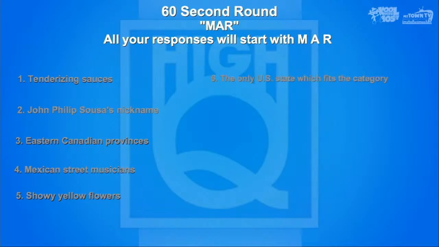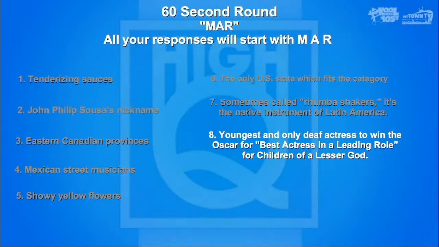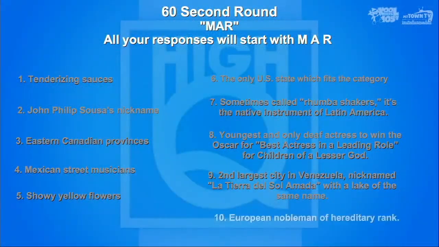Maryland. Uh-huh. Huntington, home to the thundering herd. Huntington School, I should say, or university. Marshall. Yeah. Youngest and only deaf actress to win the Oscar for best actress in a leading role for Children of the Lesser God. Pass. Marley, all right. Second largest city in Venezuela, nicknamed La Tierra del Sol Amada, with a lake of the same name. Maracaibo. And European nobleman of hereditary rank. And time runs out. 2, 4, you picked up five of those.